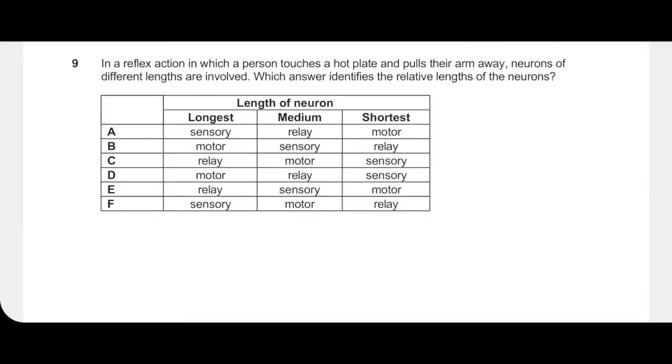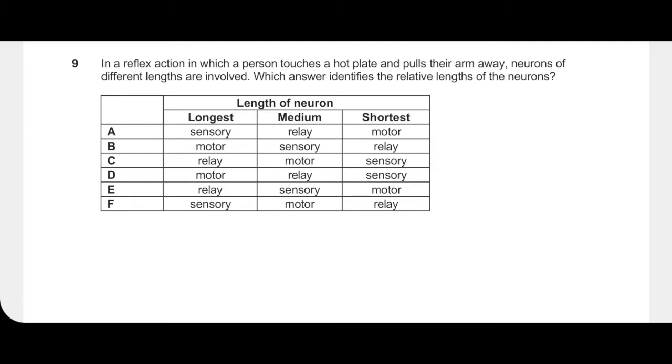Question number 9. In a reflex action in which a person touches a hot plate and pulls their arm away, neurons of different lengths are involved. Which answer identifies the relative lengths of neurons? This is a question that you need to know the information about. You can't work it out during the exam, realistically speaking.